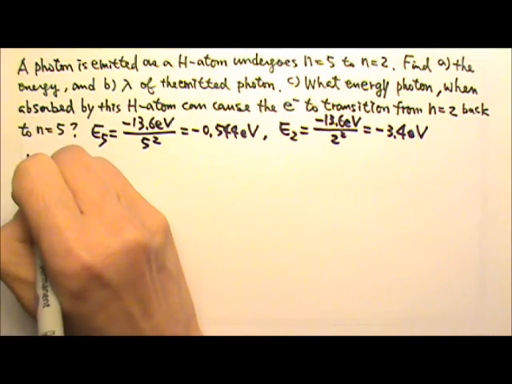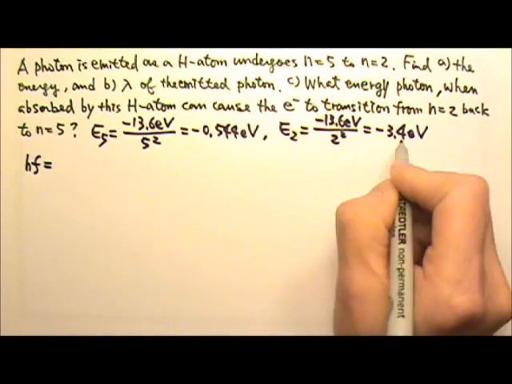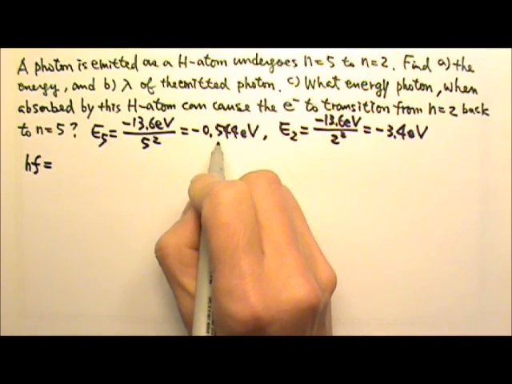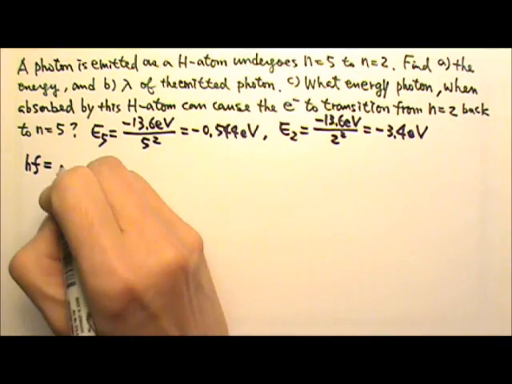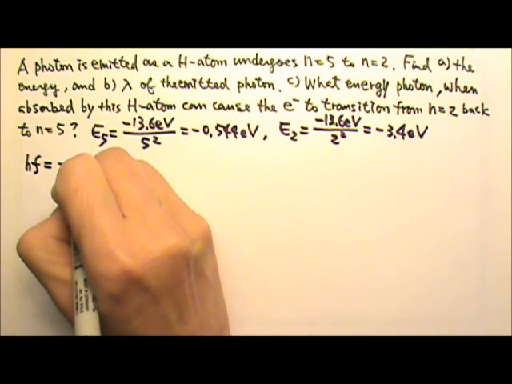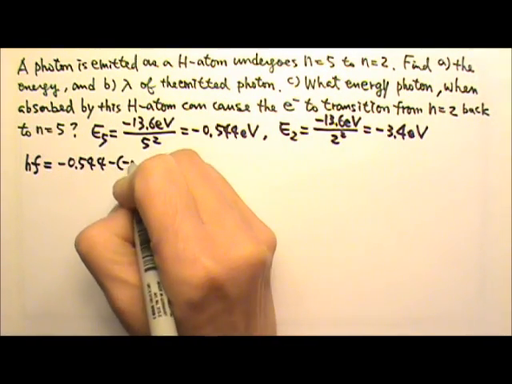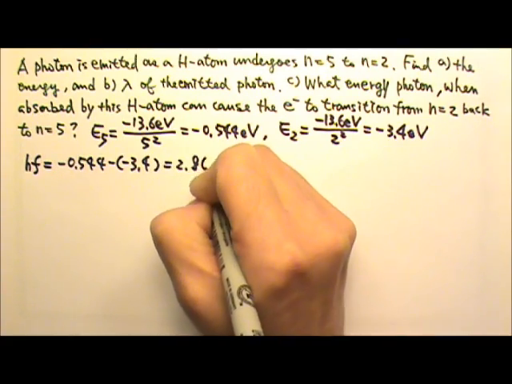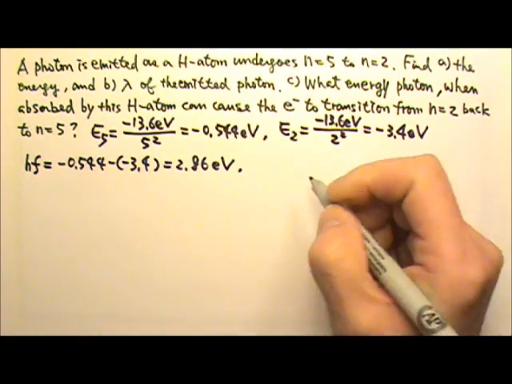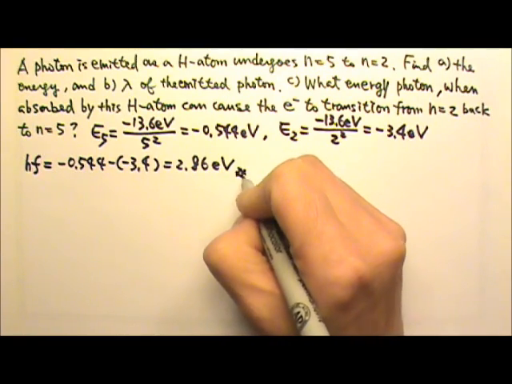So the photon energy must equal the difference. So this is the upper level, that's the lower level. So the difference is the upper minus the lower, negative 0.544 minus the negative 3.4, and this gives me 2.86 eVs. That's the answer for part A.